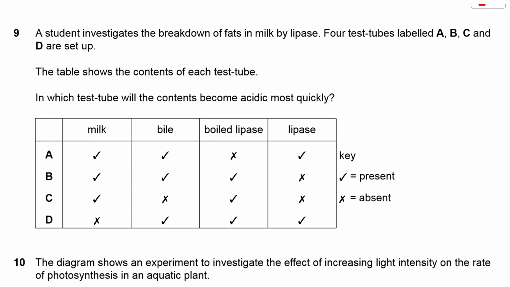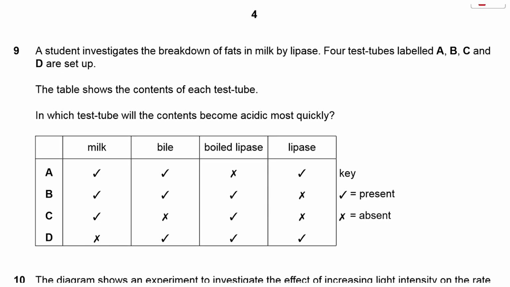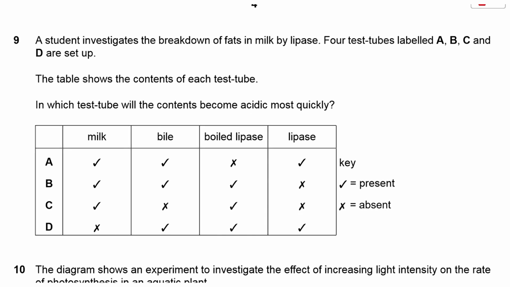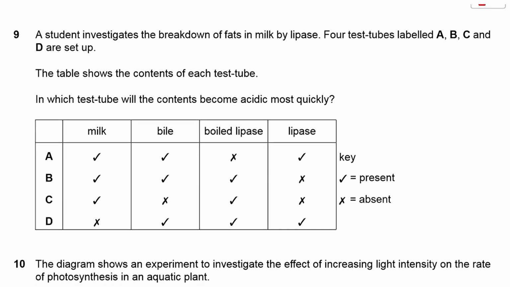Number 9 says a student investigates the breakdown of fats in milk by lipase. Four test tubes labeled A, B, C, and D are set up. The table shows the contents of the test tubes. In which test tube will the content become more acidic most quickly? We have milk in all test tubes except test tube D, where we don't have milk. Then we have bile in all test tubes except test tube C. We have boiled lipase in all test tubes except test tube A. And then we have lipase that is not boiled in A and D.